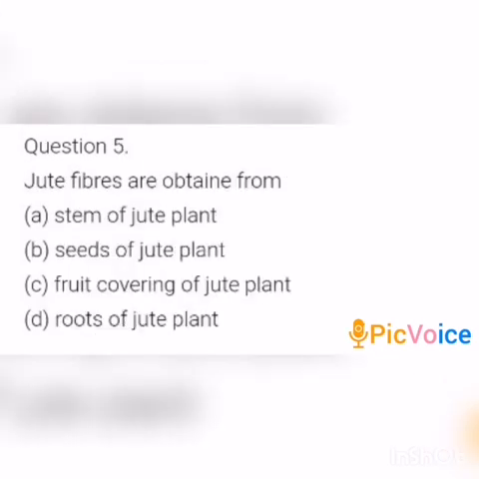Then fifth one. Jute fibers are obtained from A. Stem of jute plant, B. Seeds of jute plant, C. Fruit covering of jute plant, D. Roots of jute plant.